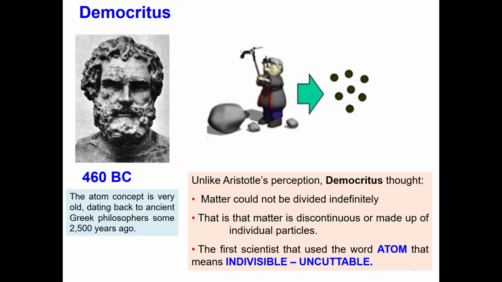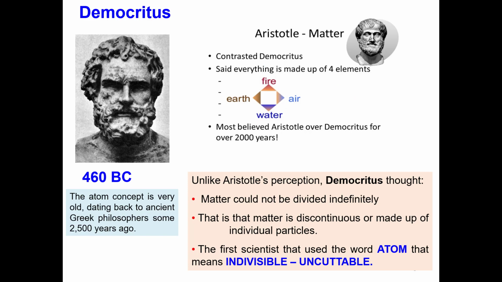But at this time there was also Aristotle. He contrasted Democritus's idea about the atom. Aristotle proposed that everything was made of 4 elements: earth, fire, air, and water. The problem was that most people believed Aristotle over Democritus for about 2000 years.